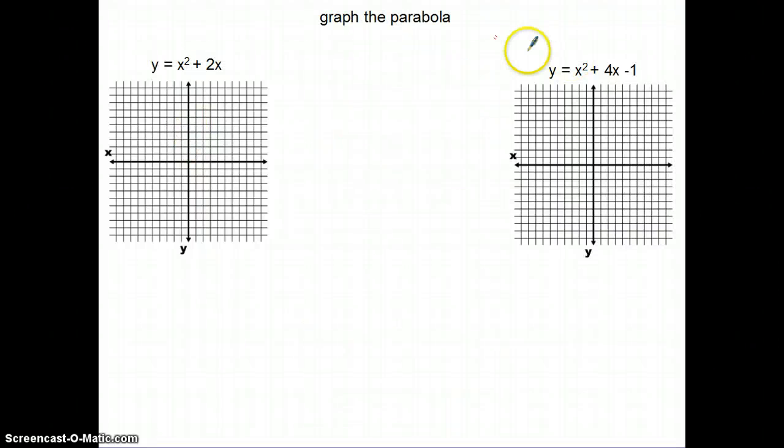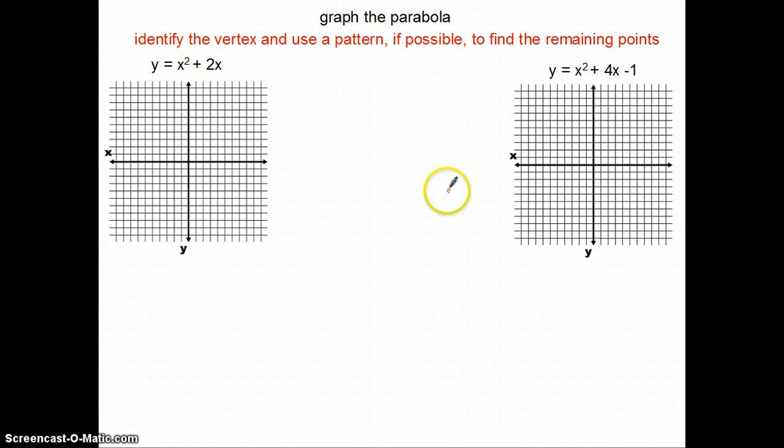So let's go ahead and graph the parabola. First thing we're going to do is identify the vertex, and then we are going to use a pattern, if possible, to find the remaining points. And when I say if possible, I mean if the leading coefficient is 1. Again, later we'll talk about what to do when the leading coefficient is not 1.